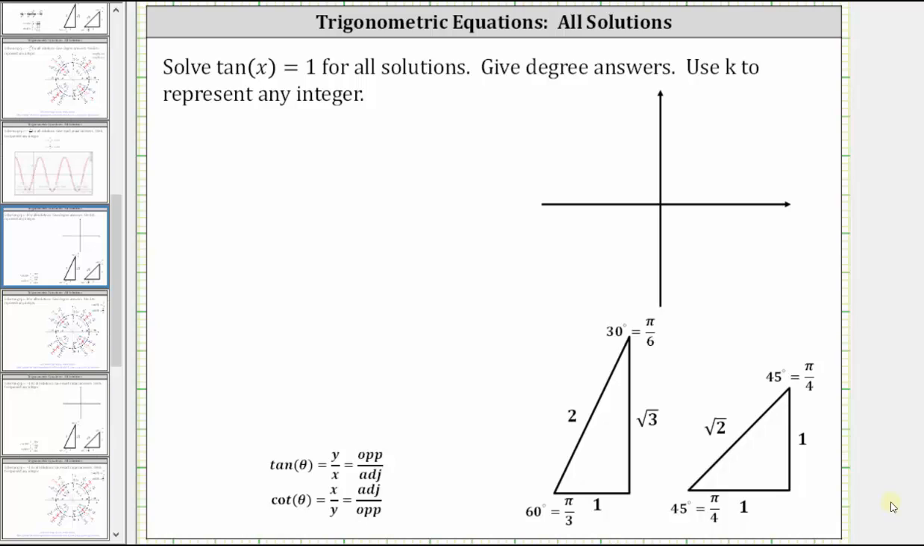We're asked to solve the equation tangent x equals 1 for all solutions, give degree answers, use k to represent any integer. We will solve this equation first using reference triangles, then verify the solution using the unit circle, as well as graphically.